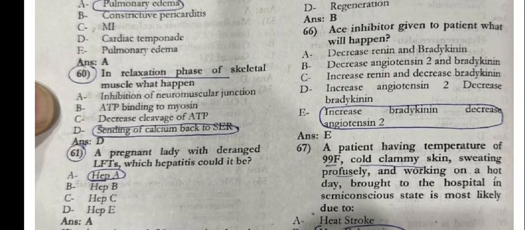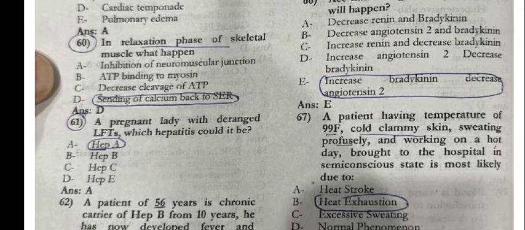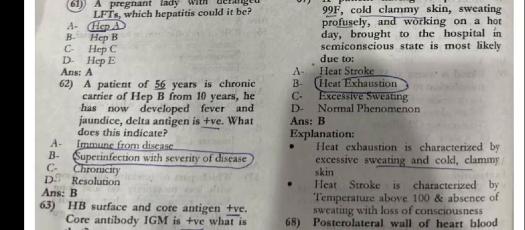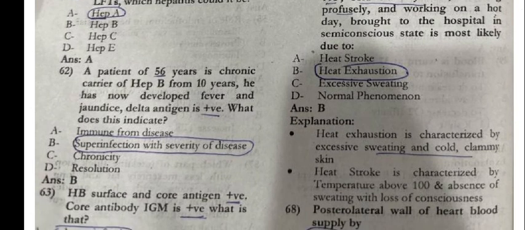In the relaxation phase of skeletal muscle, what happens? The sending of calcium back to the SR. The pregnant lady with deranged LFTs, which hepatitis could it be? The hep A. The patient, 56 years of age, is a chronic carrier of hep B for 10 years. He has now developed fever and jaundice. Delta antigen is positive. What does this indicate? The superinfection with severity of the disease.